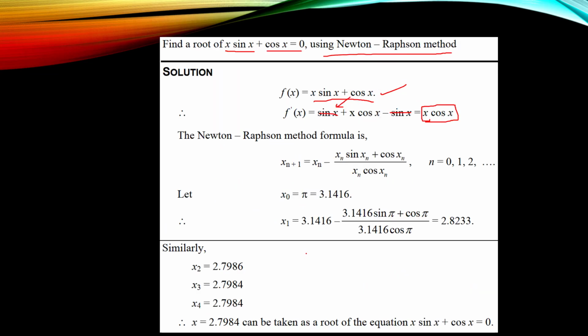Coming back, we have the Newton-Raphson method formula given by xn plus 1 is equal to xn minus f of x divided by f dash of x. That is the formula you have to remember for solving the problems by the Newton-Raphson method. So we are assuming that we are taking x0 as pi. So x0 we are taking as pi.